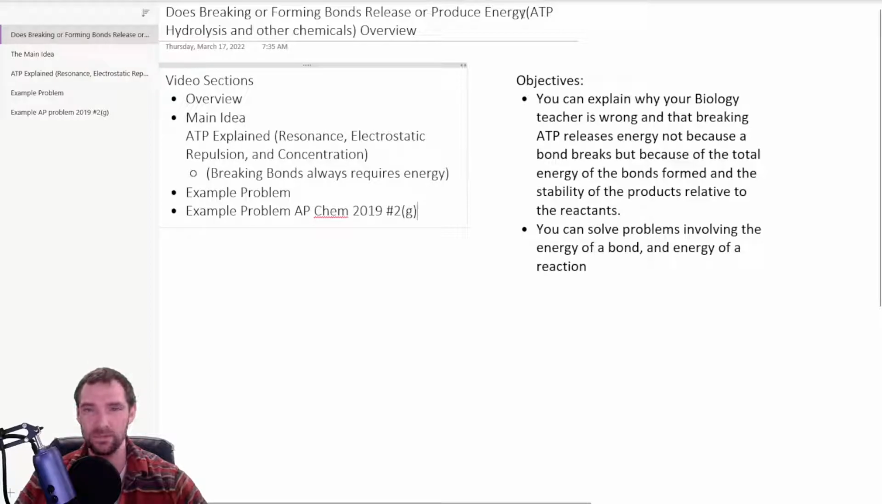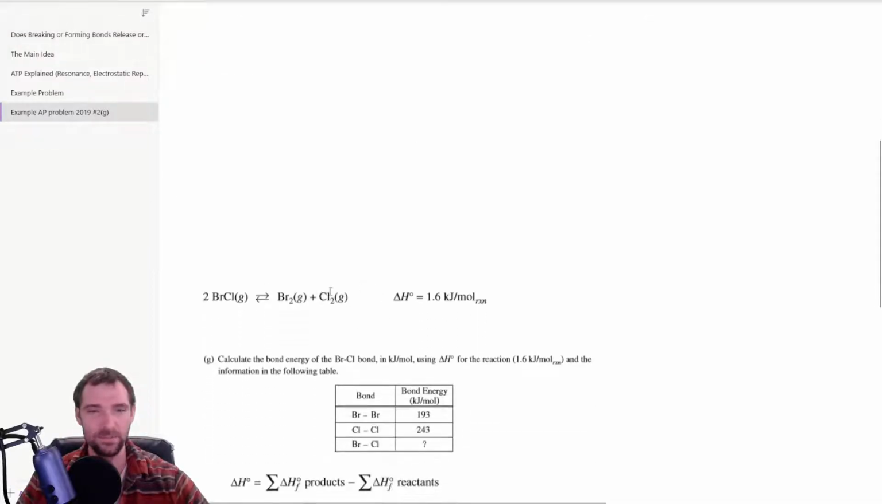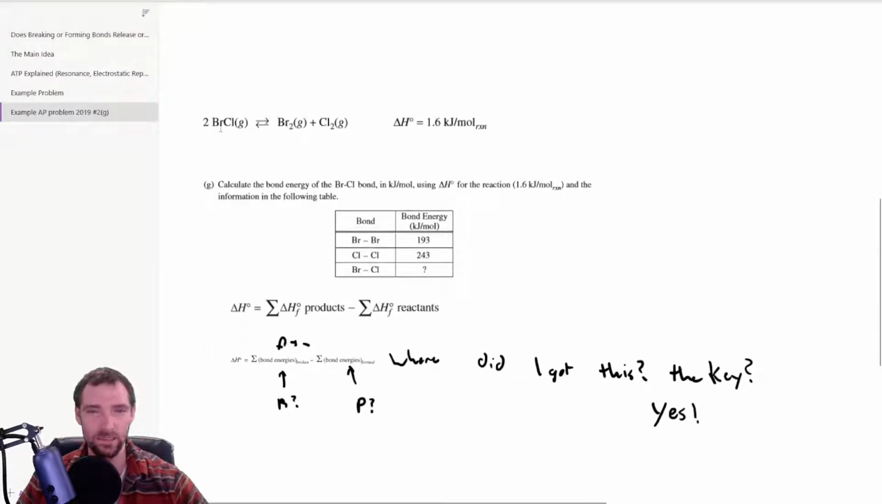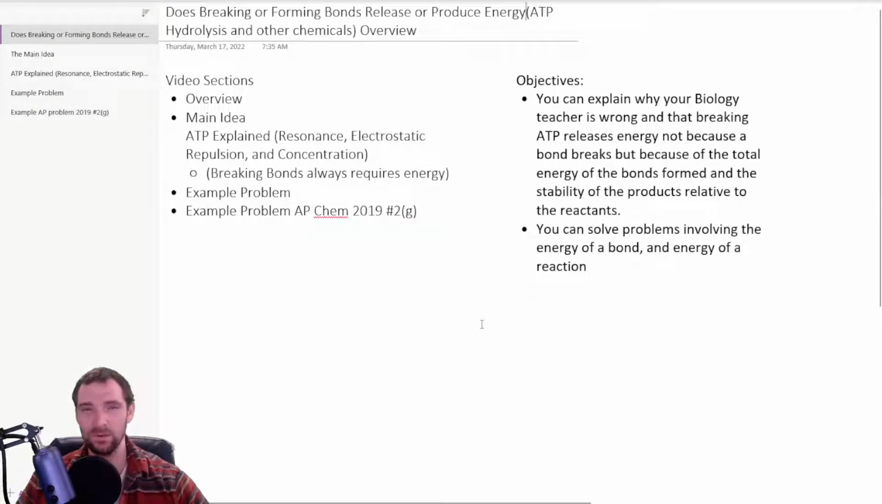This is more around the main idea of releasing energy and gaining energy and how that relates to bond energies and the energy of a whole reaction, because a lot of times you'll see this type of question on the AP test. So this is an AP question. You can see they give you bond energies and the energy of the reaction. So you have to be able to work with that stuff a lot of the time, and I wanted to connect that math with this concept.